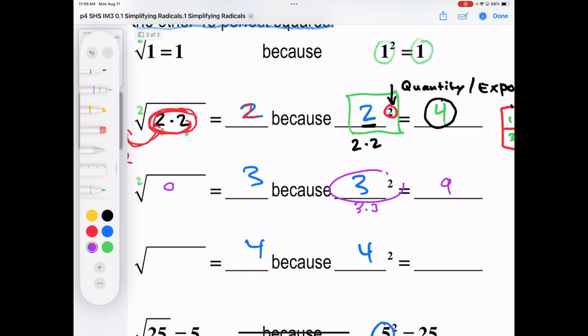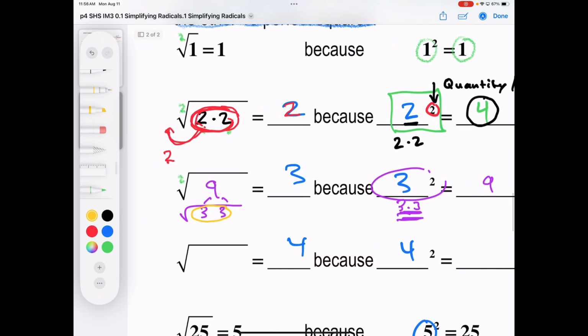Okay, the square root of 9. You can break it down into factors. Class, what 2 numbers multiply to be 9? The 2 3s. And do you have a pair of them? Yes. What comes out here, class? Just the 3 is your answer.